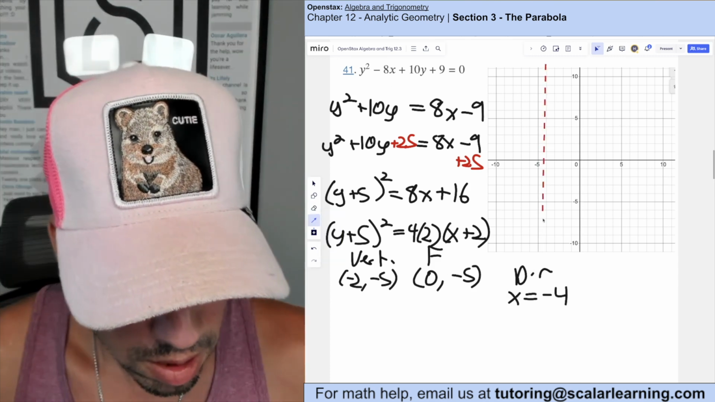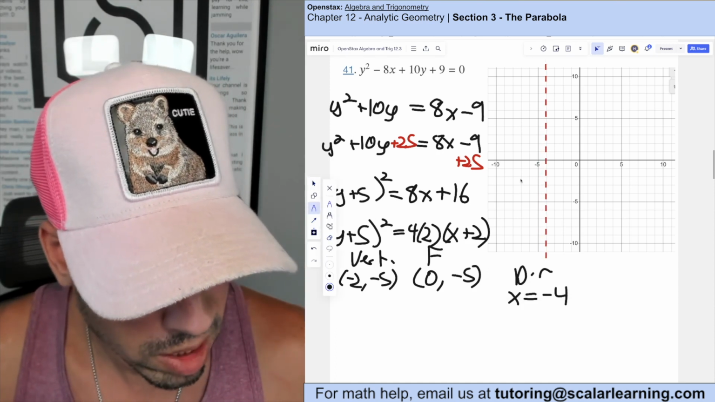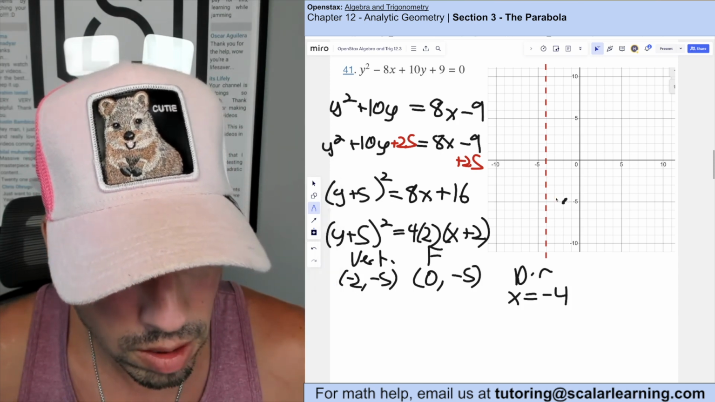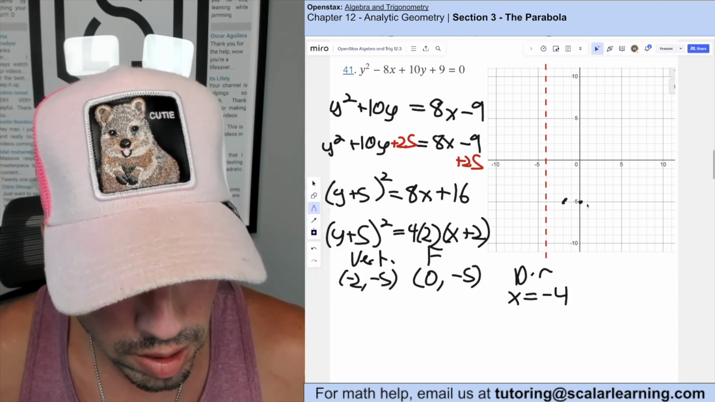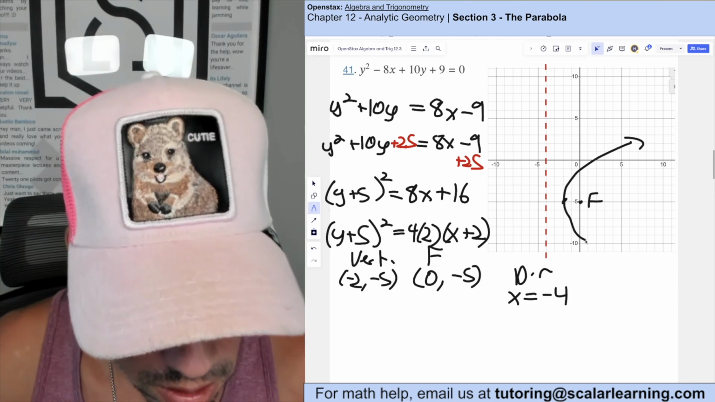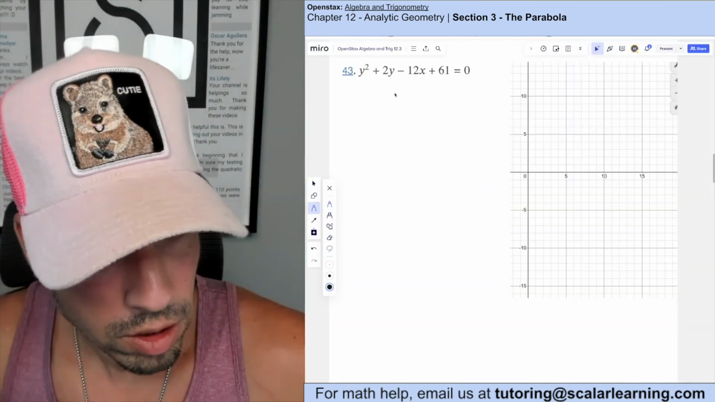Now, as we plot this out, there's x equals -4 as the directrix, and we've got a vertex at -2, comma -5 right here, and then our focus right here at 0, -5. And then we approximately wrap around like this, like this. That's an approximate graph, but that's how you do it. Done. So for this one, we're going to start by getting it into standard form.